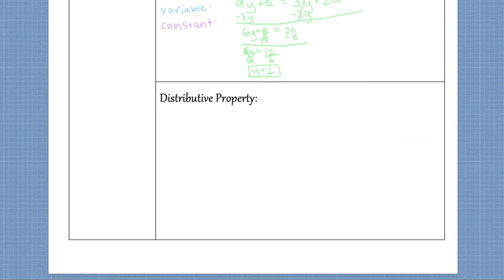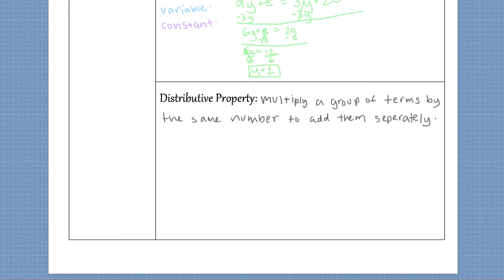So the distributive property is when you multiply a group of numbers by the same term to add them separately. So again, let's say I have this equation right over here, and we're going to use the distributive property on this equation. To use it, you can see how there is a 5 right next to the parentheses with a group of terms in it, in this case x minus 2.